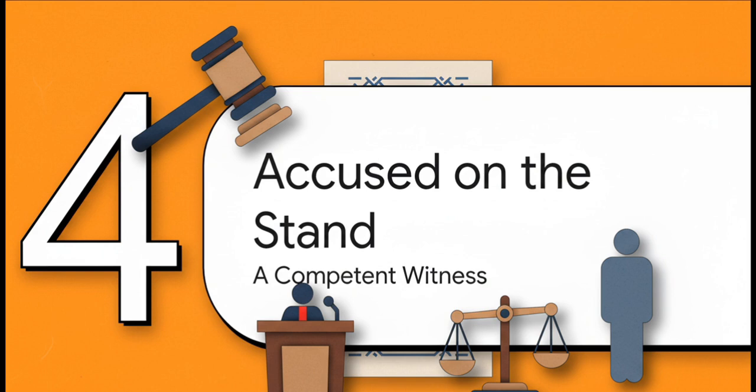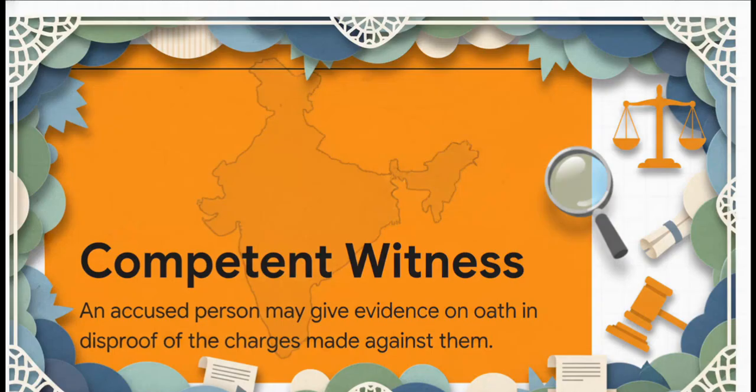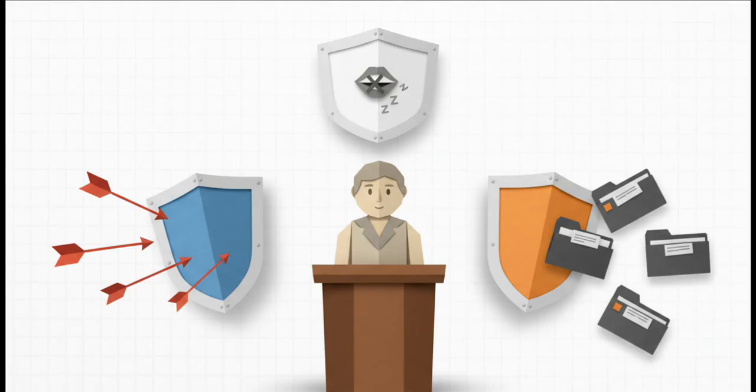The law gets this, and so it has very specific rules under Section 21 for when that public servant can actually take the stand. The law calls the accused a competent witness. This basically gives them the right to get up there, take an oath, and tell their side of the story to try and disprove the charges. But this right isn't just a free-for-all. It comes with some really crucial protections to make sure the process is fair. And these protections are key.